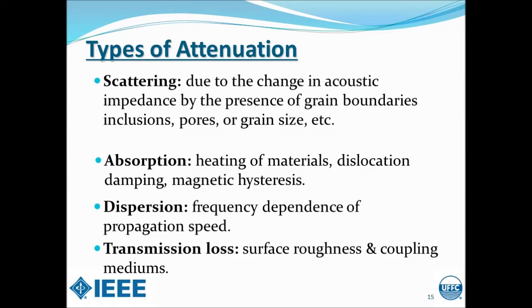There are several types of attenuation. The first is scattering, which is due to a change in the acoustic impedance by the presence of grain boundaries, inclusions, pores, or grain size. Absorption, which occurs because of the heating of materials, dislocation dampening, or magnetic hysteresis. Dispersion, which occurs because of the frequency dependence of the propagation speed. And transmission loss, which is due to surface roughness and coupling mediums.